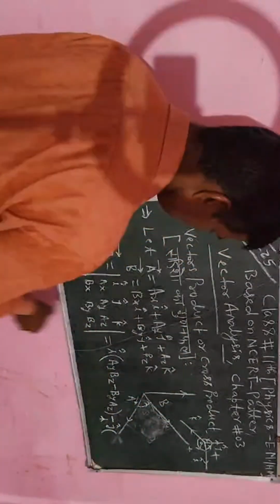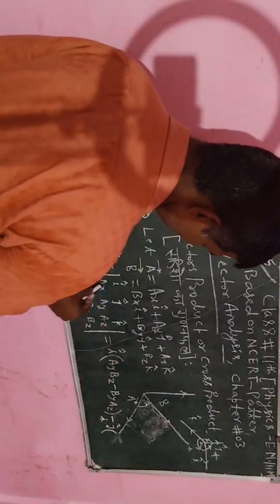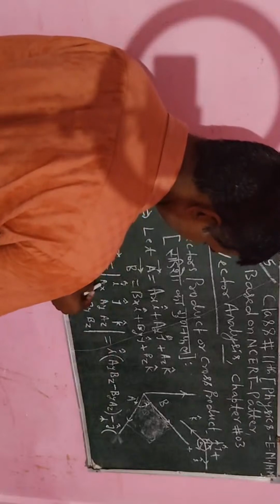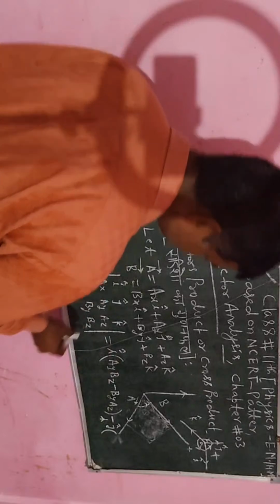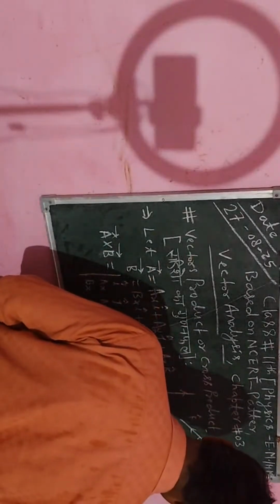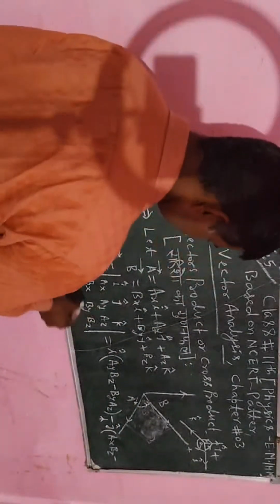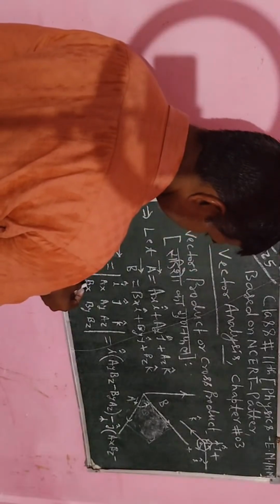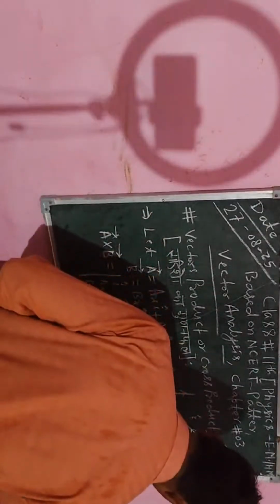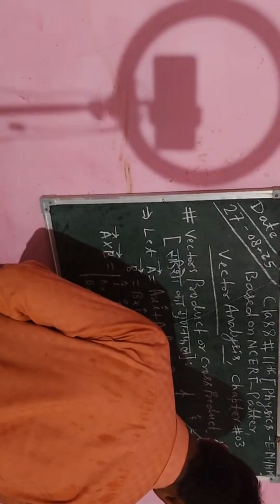So the j column I will eliminate, and also the first row I will eliminate. So I will get this value and this value. So I will write there ax bz, and then I will put a minus sign, bx az. So I will write here ax bz minus bx az.